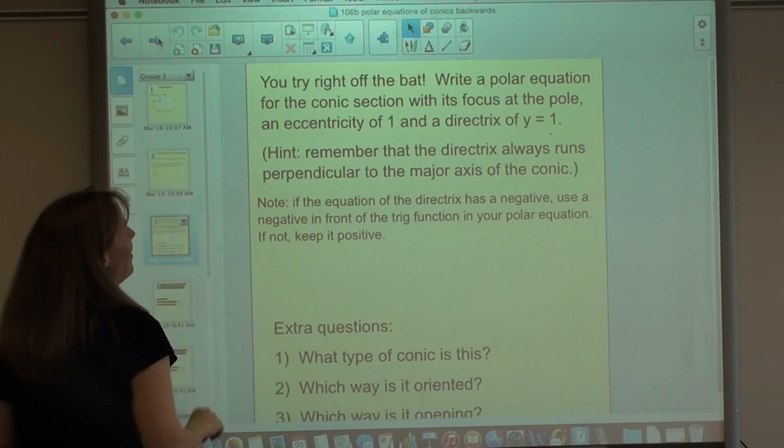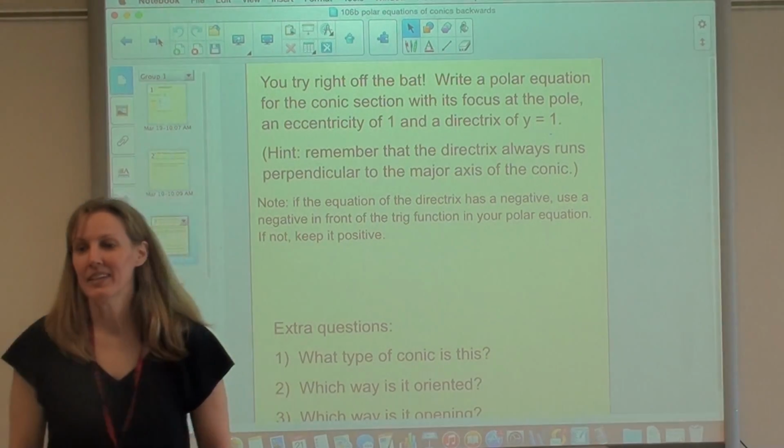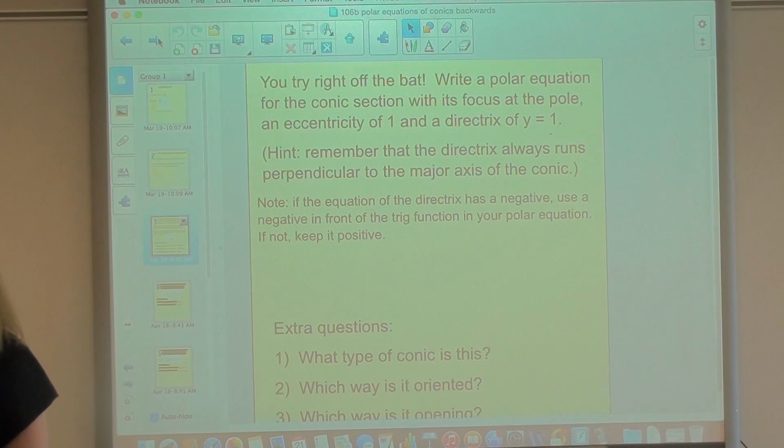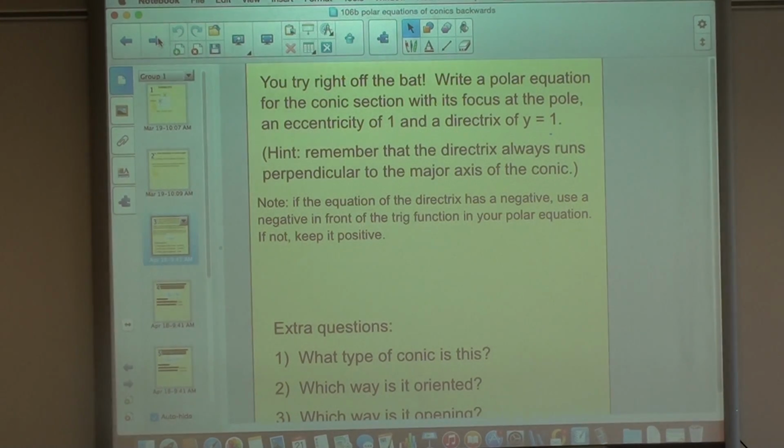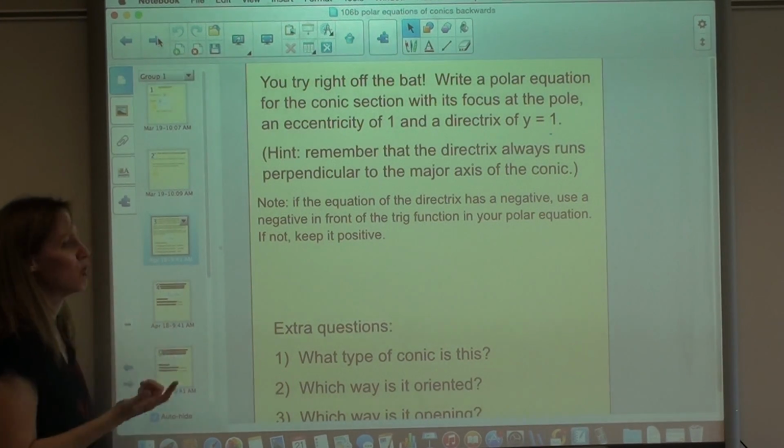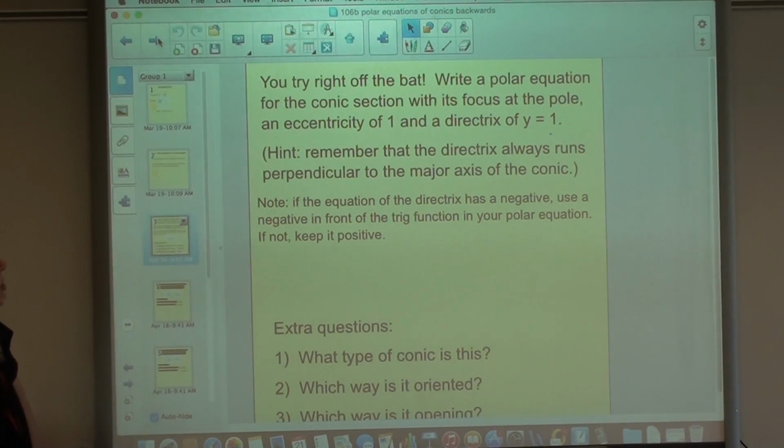Okay, so we're gonna do part B in 10 minutes. Now we're gonna do it backwards. The way that we do it backwards is we're given E and D, basically, and we have to write the equation. So I'm gonna give you a little bit of guidance, all right? First one, you try with help. Write a polar equation for the conic section with the focus at the pole, an eccentricity of 1, and a directrix y equals 1.